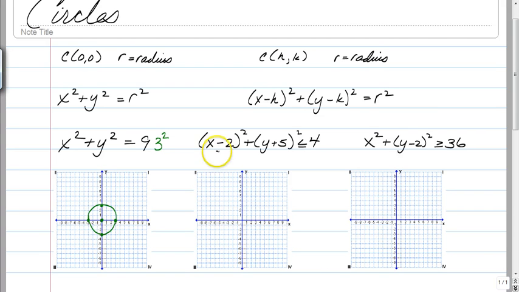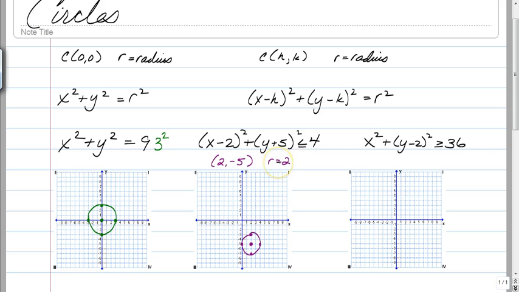Now your second one, first thing you've got to do is find the center, opposite of the insides. So this is a positive 2, negative 5 center, and we have a radius of 2. Remember, this is your radius squared. So we're going to start at 2, negative 5. We have a radius of 2, so we go 2 up, 2 left, 2 down, 2 right, and we make our circle.